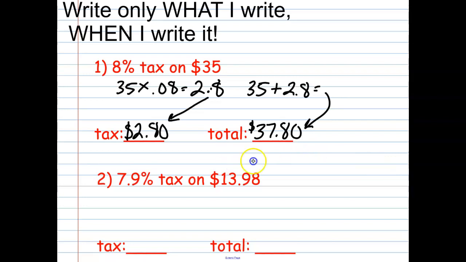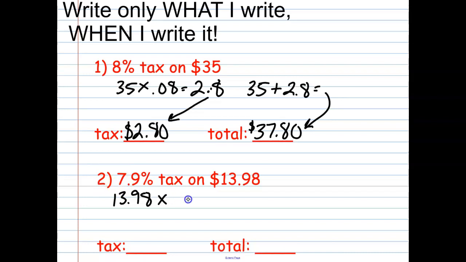All right, let's do one more. A lot of times taxes are funky numbers like this, but the process is still the same. So $13.98, we're going to multiply it by this as a decimal.